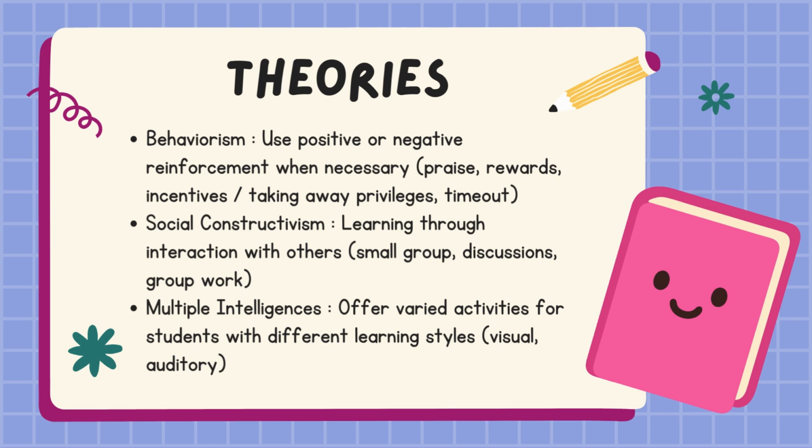And then the third one is multiple intelligences. So this is when you offer varied activities for students with different learning styles. So for example, you could have a student who learns better visually, or you could have a student who learns better auditorily. If a student is proven to learn better visually, then you could help them with demonstrations, graphic organizers, things like that. And for auditory, help guide the student through your words, help get to the conclusion, and just walk them through it by talking to them.